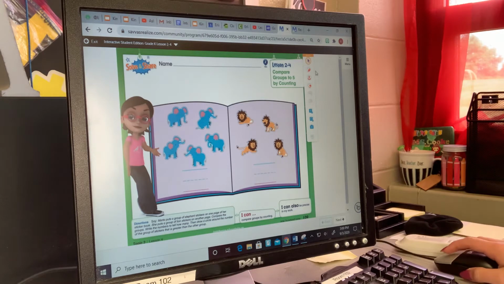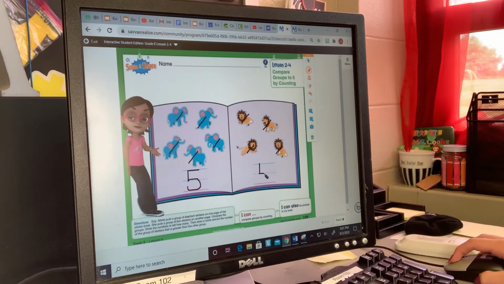So first thing I'm going to do is count how many elephants I have. 1, 2, 3, 4, 5. Now remember, we cross out the pictures so we don't accidentally count them more than once and we don't miscount. It makes it so much easier for us. So I'm going to go ahead and write the number 5. All right, so now I'm going to count how many lions I have on this side. 1, 2, 3, 4. So I'm going to write the number 4 right here.